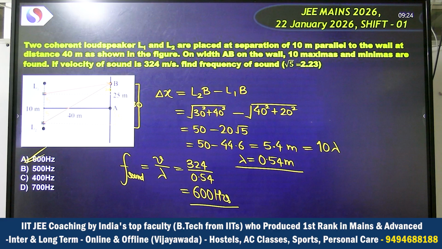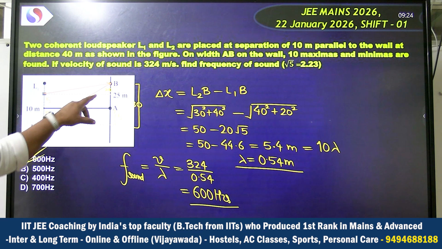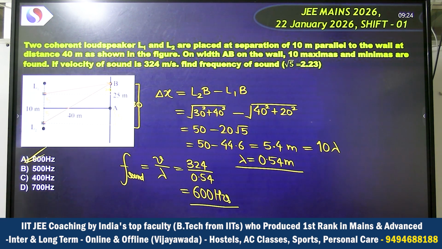Alright, so don't go with the conventional formulas of YDSE. Why? Because the distances are all in the same order. That's why we have to find the path difference by geometry and compare it with 10 lambda. Move to the next question.